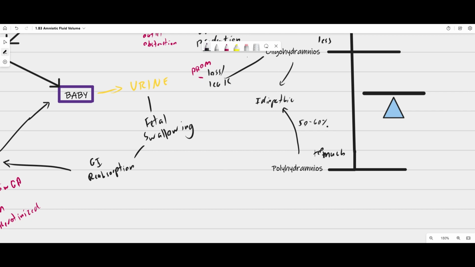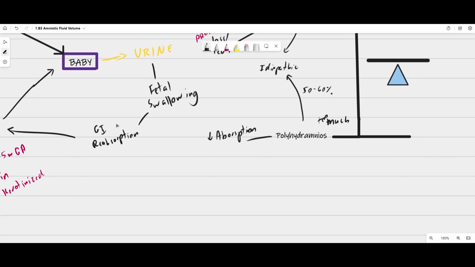So we have too much. Big one is just that idiopathic for both of these. We don't know why, but it happens to be that way. For too much is decreased absorption. So somewhere in this process of fetal swallowing and GI reabsorption, something is going wrong and it's not able to absorb that fluid. That can be caused by a couple different things.